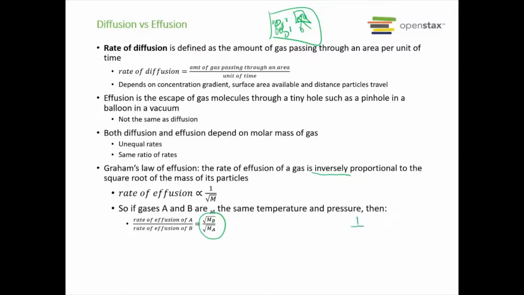That's because if we do 1 over the square root of the molar mass of A divided by 1 over the square root of the molar mass of B, dividing fractions, this becomes 1 over the square root of MA times, we flip the other fraction, so that becomes the square root of MB over 1. And so that gives us the square root of MB over the square root of MA. So just to show you why. But it also shows you the inverse proportionality as well.